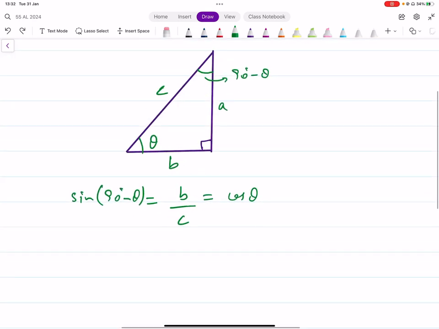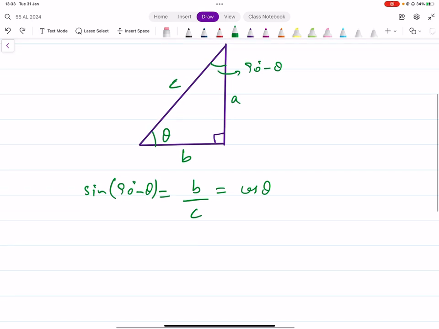Does that make sense? No? Cos of theta, theta के साथ वाली side is B divided by hypotenuse, that's C, B over C आ गया. If you had to find sine of 90 minus theta, sine of this angle, ये जो ऊपर वाला angle है, उसका sine is opposite over hypotenuse. Opposite side is B, hypotenuse is C, that is also B over C. So they are both equal. Make sense?